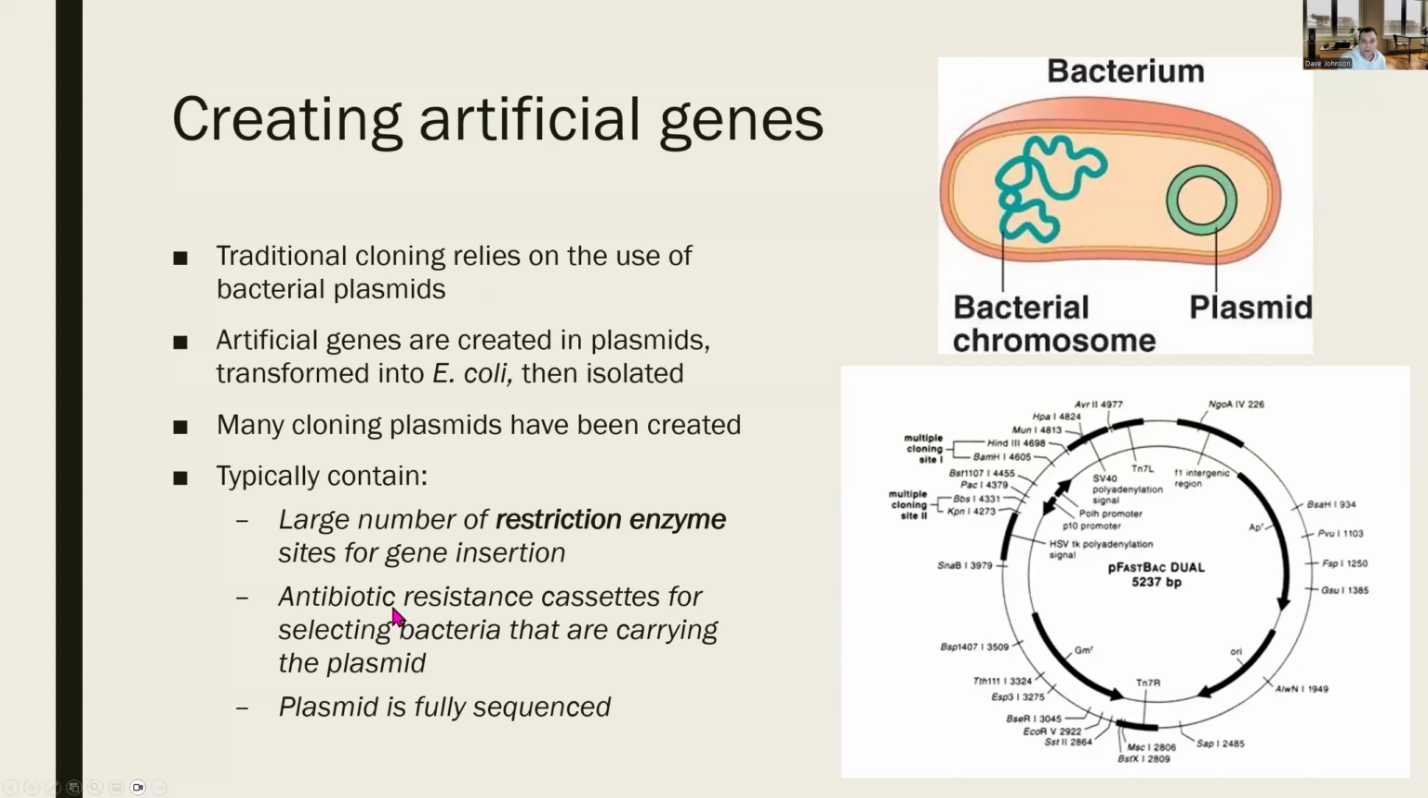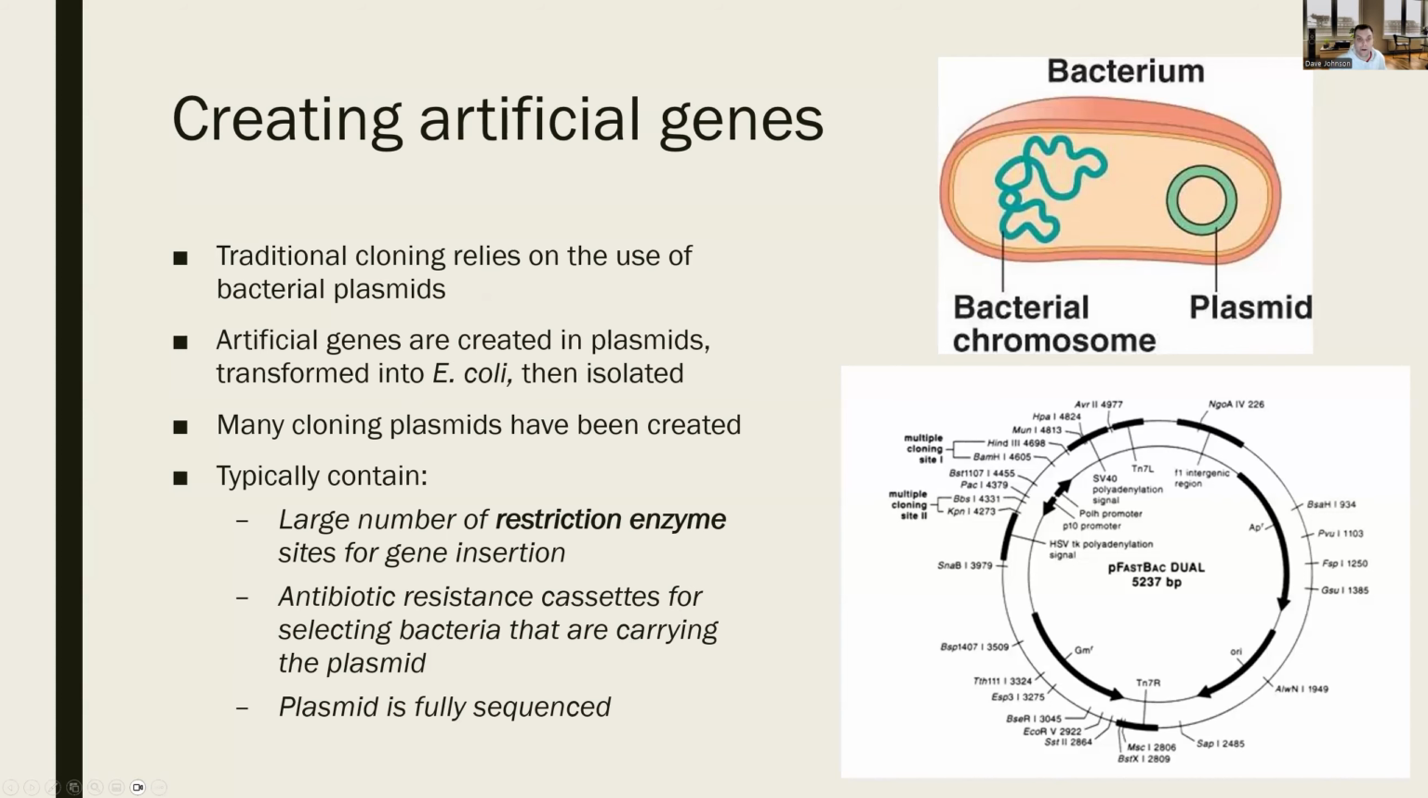They will also contain one or more antibiotic resistant cassettes. This allows us to identify the bacteria that are carrying these plasmids. This is important for isolating transformed bacteria and then using those guys to isolate the plasmid back out. The other thing is plasmids must be fully sequenced, because that allows us to know which restriction sites we can use and also allow us to know which genes we can put into them. So we know with these plasmids, this is where we can insert artificial genes so we can express them in E. coli and then harvest that DNA for use in other species.